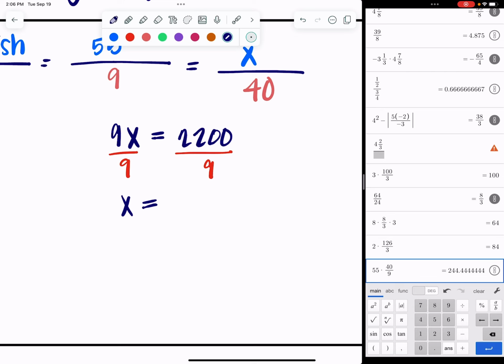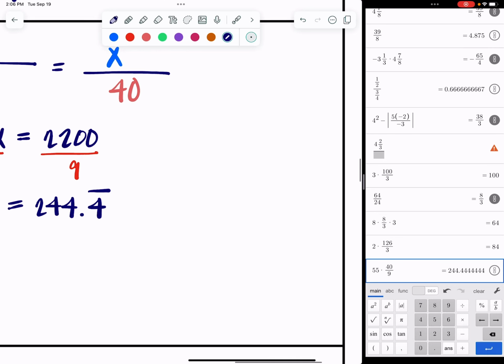This is 244.0.4 repeating pounds of crawfish.